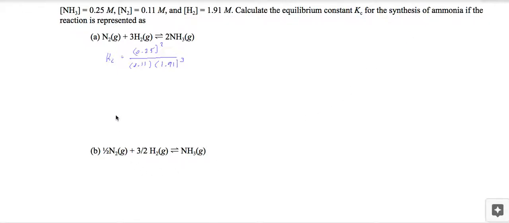And we would do the exact same thing down here, only in this case, we're going to have Kc equal to 0.25 with no exponent, 0.11 raised to the 1/2, and 1.91 raised to the 3/2. And there we go. Oh, and we get answers too. Sorry, this is 0.29, and this one is 0.082. Okay.